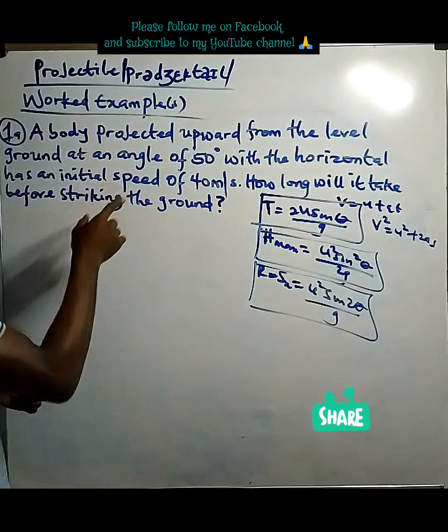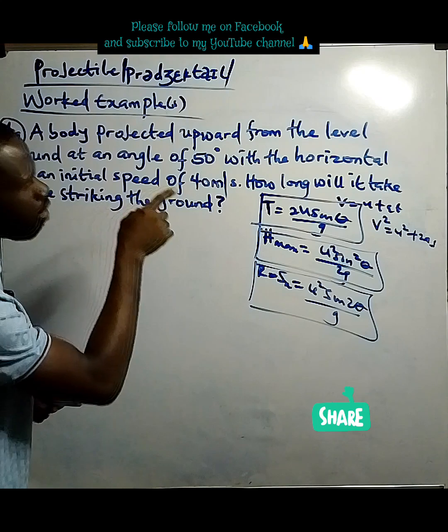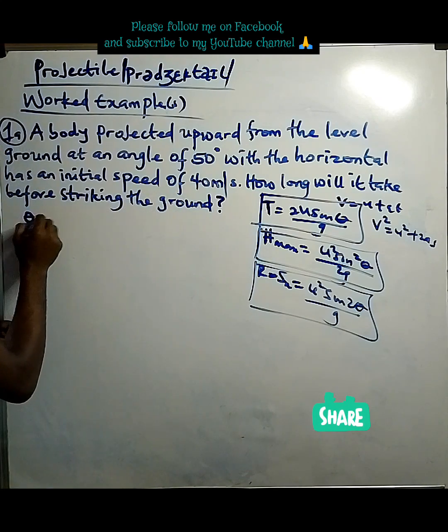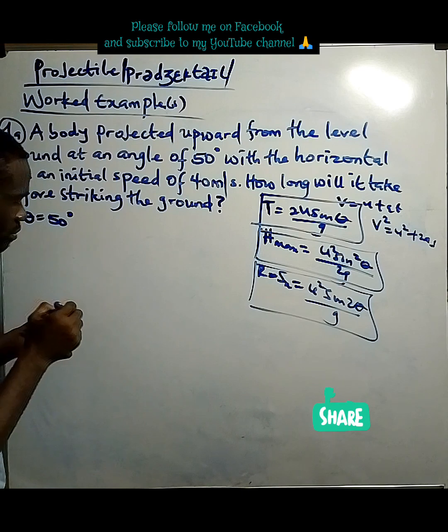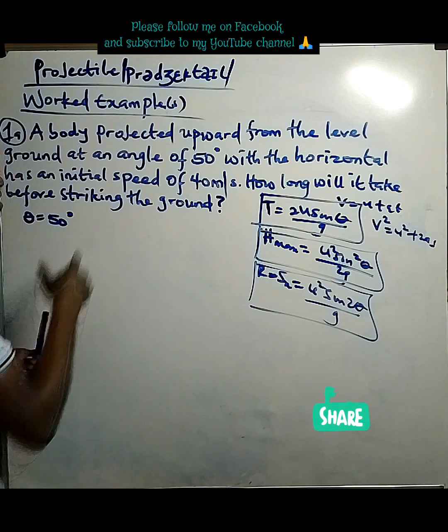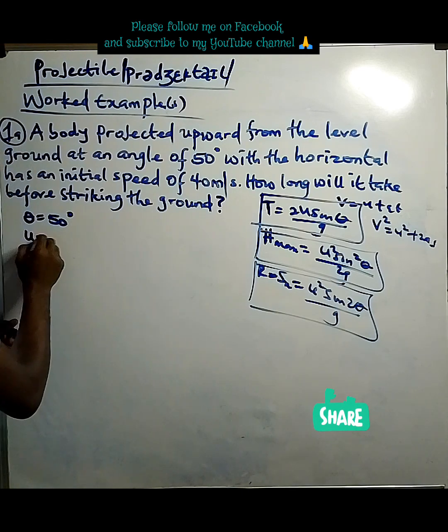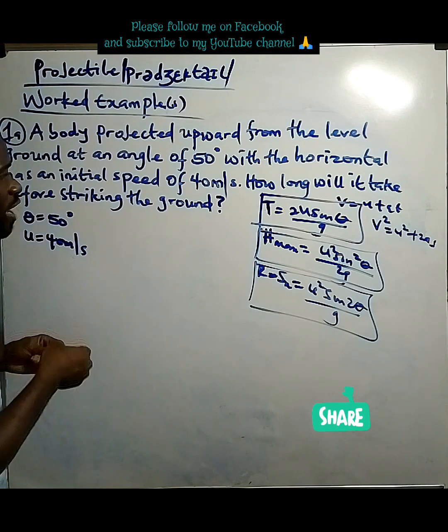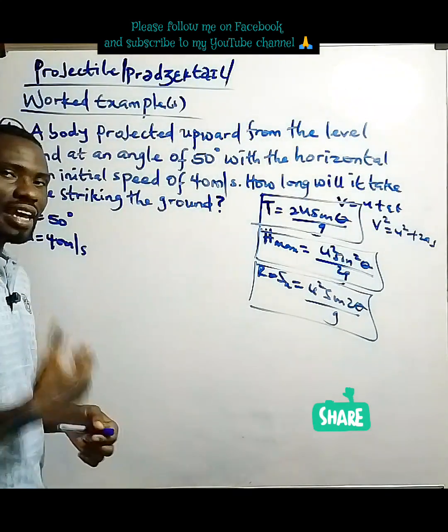So let's say a body is projected upward from the level ground at an angle of 50 degrees. That's theta, 50 degrees with the horizontal. The initial speed is 40 meters per second. How long will it take before striking the ground? Now, we have been asked to get how long it takes the body.